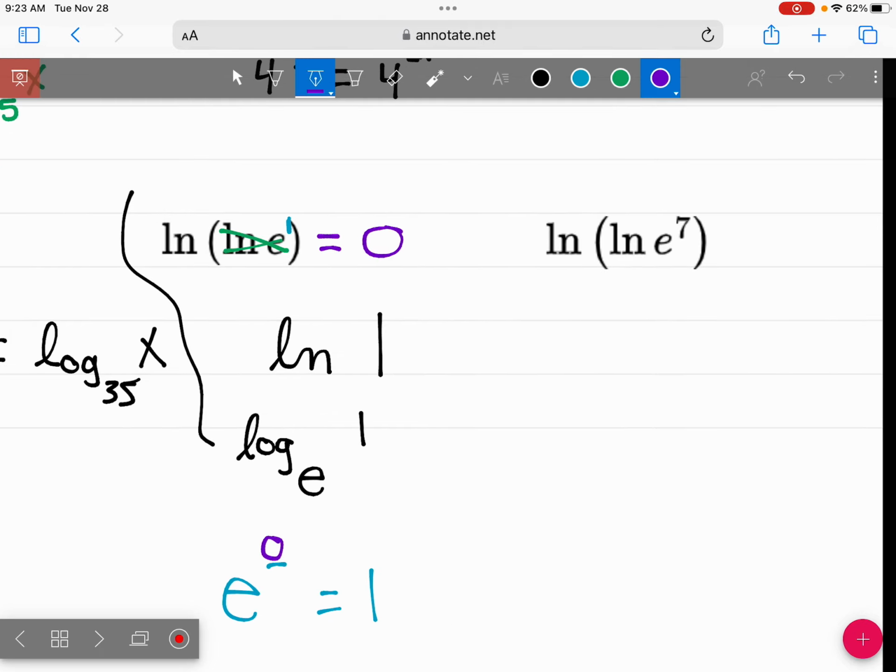So let's do the one with the 7 over here. Our natural log of e to the 7th, yes, we switched this back into exponential form. E to the what equals 1. So e to the blank equals 1. Anything raised to a 0 power is 1. Yes, dear.